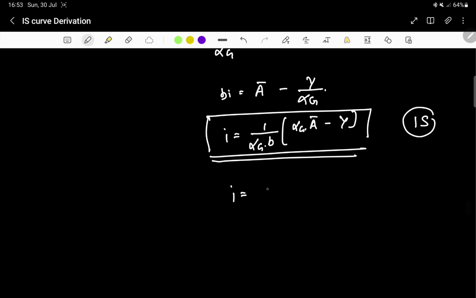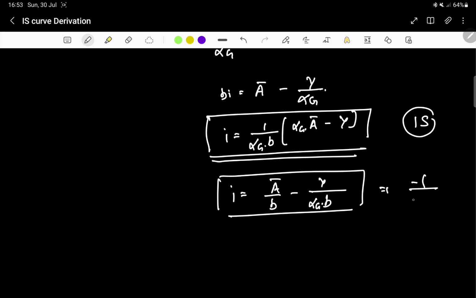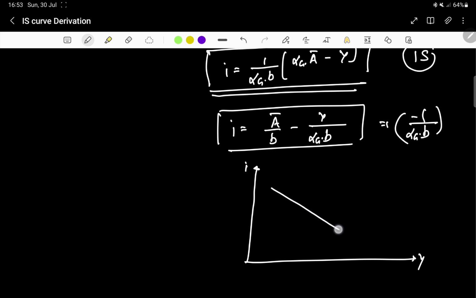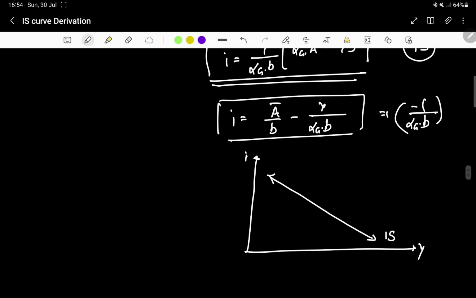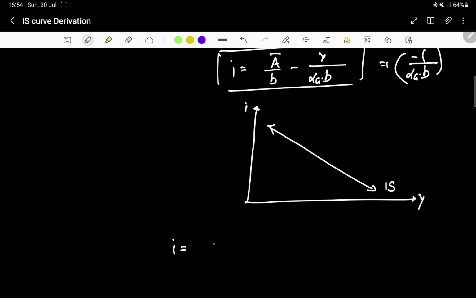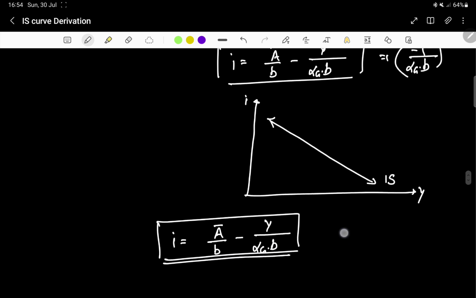We can see that the slope of this equation is minus 1 upon alpha g into b. So if we draw like this, in the Y comma I space, the slope is negative, 1 upon alpha g into b. So we will get a negative slope representing the IS curve. So this is how you derive the IS curve mathematically. So this is the final equation: I is equal to A bar by b minus Y upon alpha g into b. Okay, thank you.